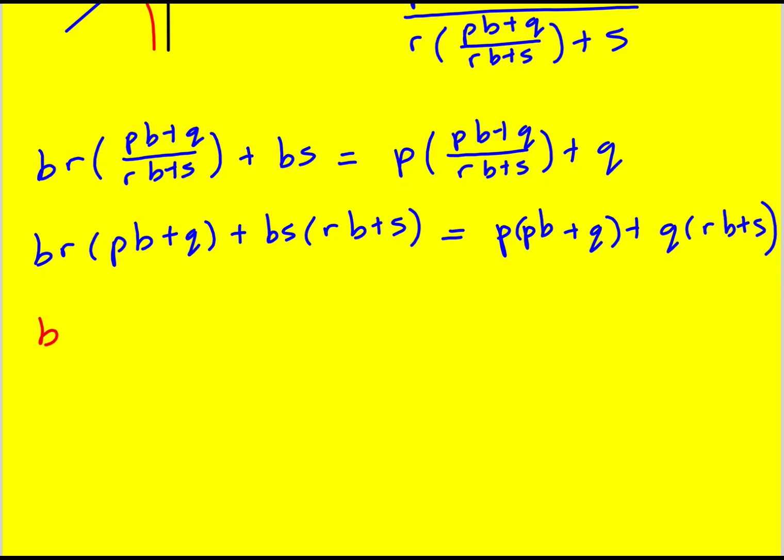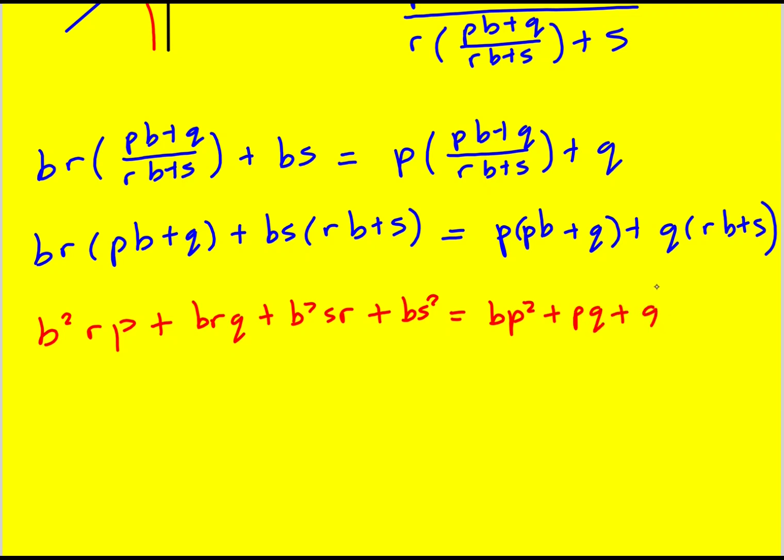Let's multiply everything out. So B squared RP plus BRQ plus B squared SR plus BS squared is going to equal BP squared plus PQ plus BRQ plus QS. Now, these two BRQ terms cancel. Does that help us? Well, what can we do now? This looks pretty complicated, but the aim now is let's just see if we can factorize it as best we can.